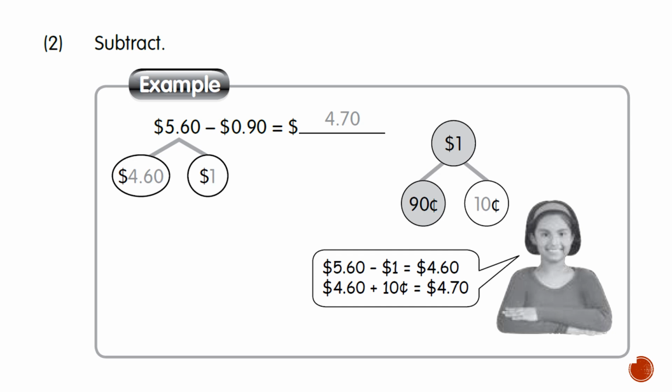Now this example over here is to minus from a dollar. Just now we learned how to form a dollar. Now we minus from a dollar. So they pull out $1 from $5.60. So they get $4.60 here and $1 here. So actually the $1 over here will minus the 90 cents. Okay? So I'm going to group them together. So you see $1 minus 90 cents is actually 10 cents.